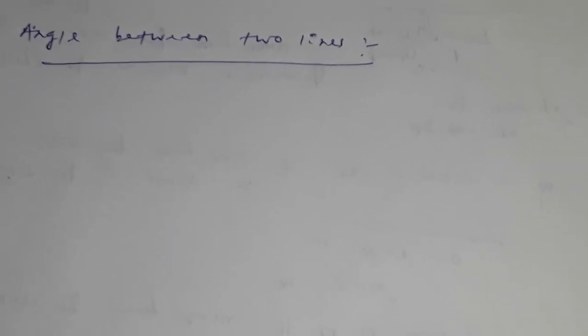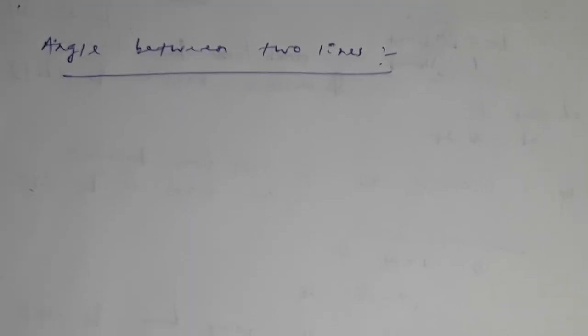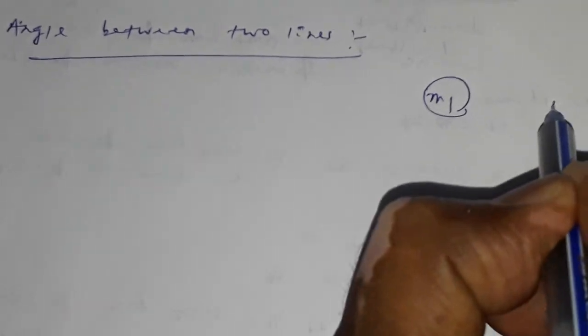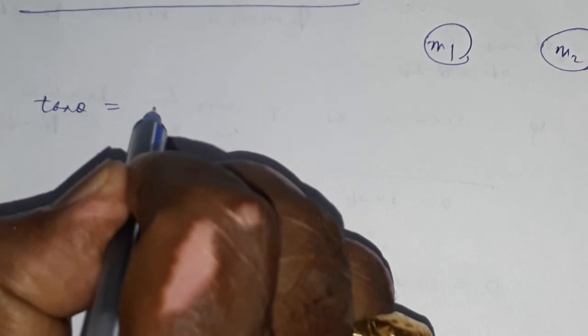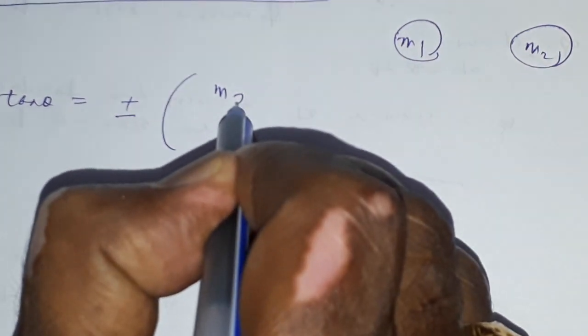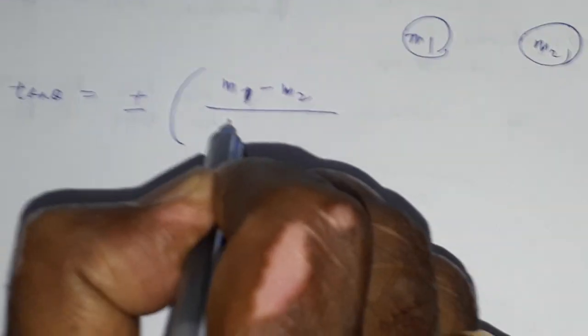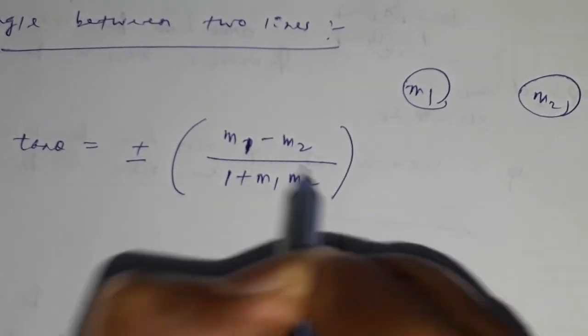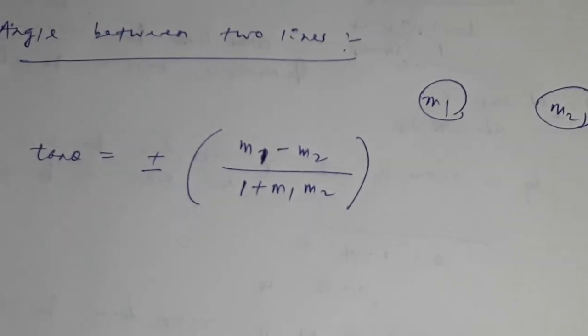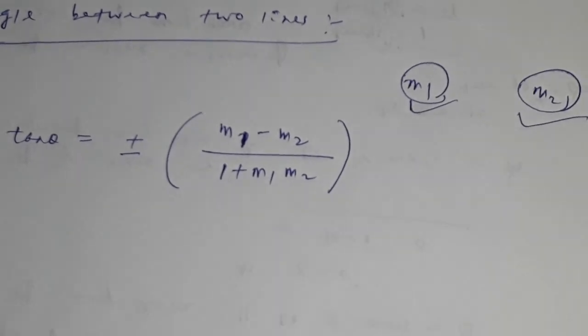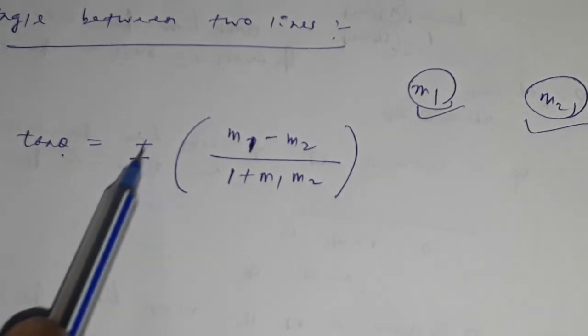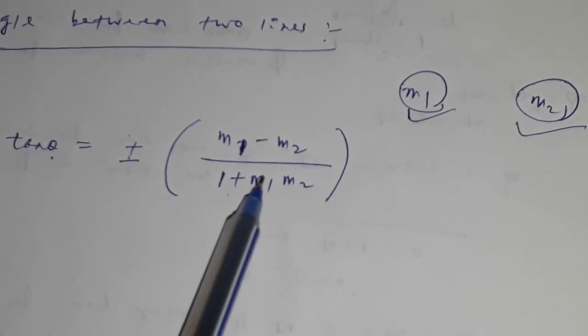Angle between two lines. The angle theta between two lines having slopes m1 and m2 is given by tan theta equals plus minus m1 minus m2 by 1 plus m1 into m2.